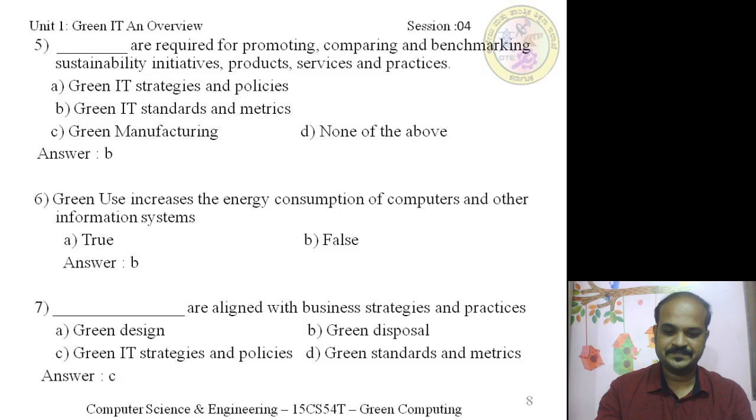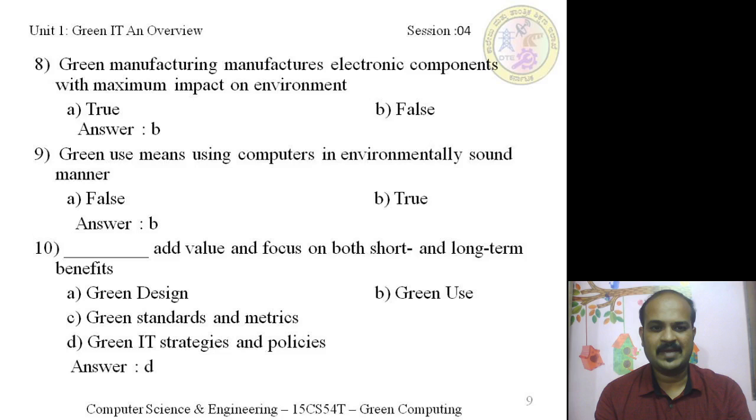Next, eighth question. Green manufacturing manufactures electronic components with maximum impact on environment. The sentence given here is telling that through green manufacturing, maximum impact will be there on environment. The statement is false because whenever you are using green manufacturing, surely it will lead to minimum impact on the environment. So this statement is false, and that is present in option B. So the correct answer is B.